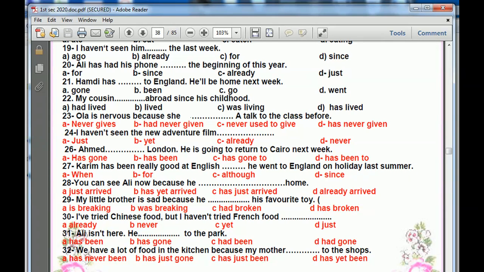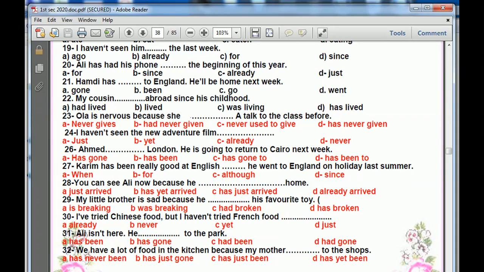Karim has been really good at English since he went to England on holiday last summer. So the answer will be yes, since he went to England on holiday last summer. You can see Ali now because he has just arrived home. Number C. My little brother is sad because he, yes, has broken his favorite toy. Number D. I have tried Chinese food but I haven't tried French food yet. Yes, the answer will be yet.